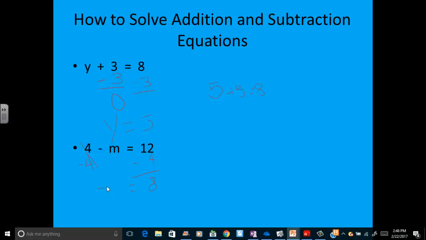But we have a negative m here. That's not right. We don't want that negative in front. So we'll just make it a positive. But in order to make it a positive, we then have to make the 8 a negative. Let's check it out. 4 minus a negative 8 equals 12. These two negatives become a positive. So 4 plus 8, does that equal 12? There we go. Our answer checks out.